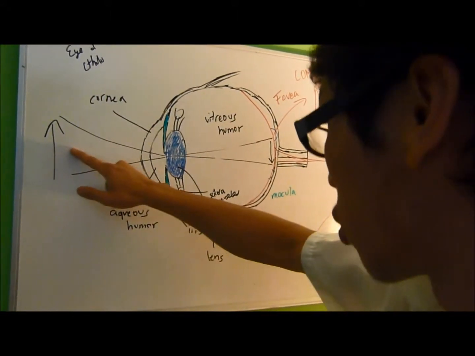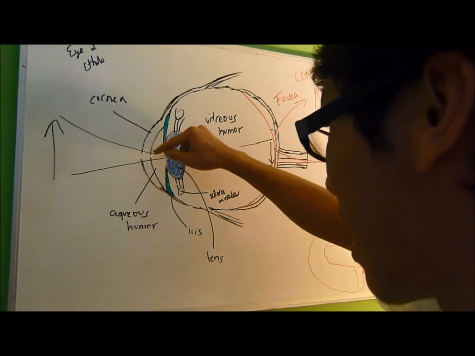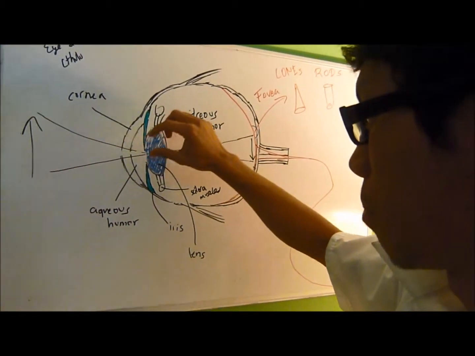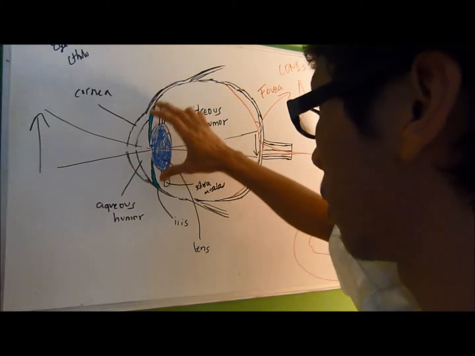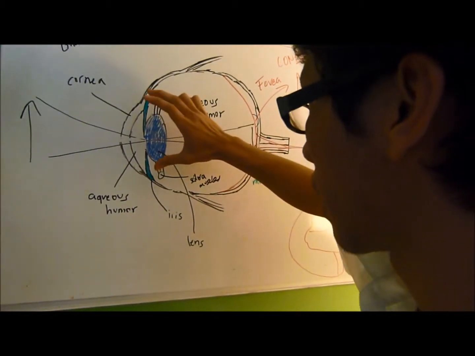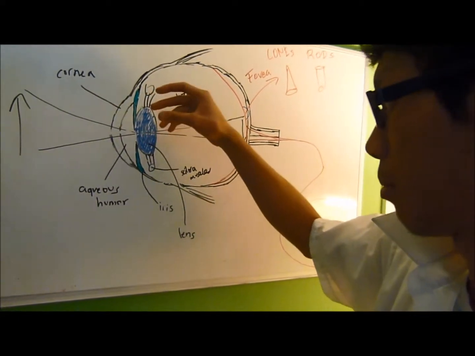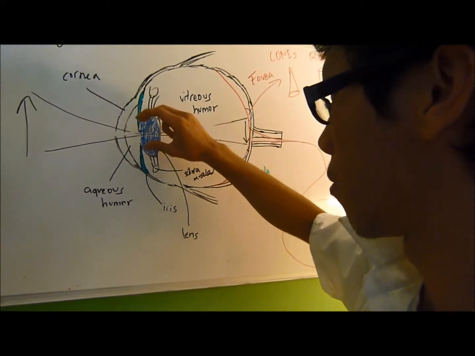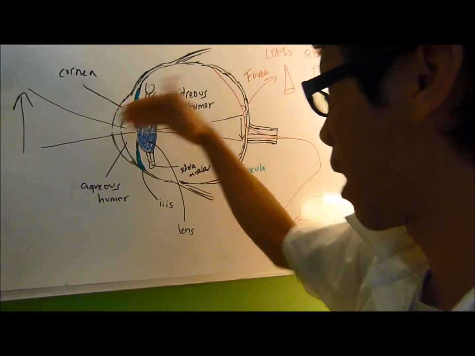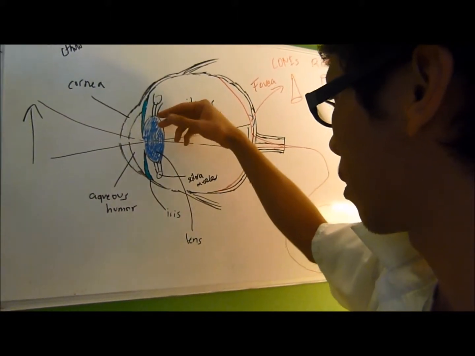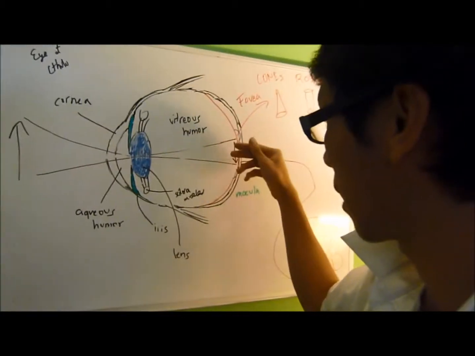First, it goes through the cornea, and then the aqueous humor, and then right there, it reaches the pupil, where the irises, the two muscles for the irises, contract or relax to change the size of the pupil, and that in turn regulates how much light goes into the eye. So when light travels through the pupil, it hits the lens, where the lens refracts the light.